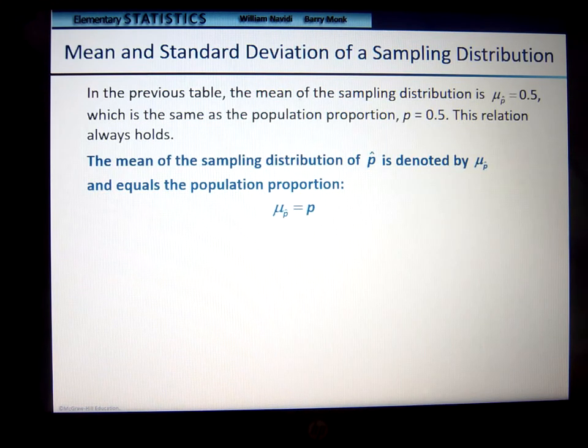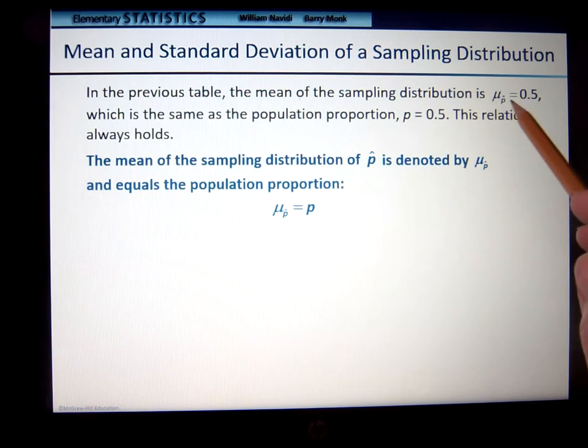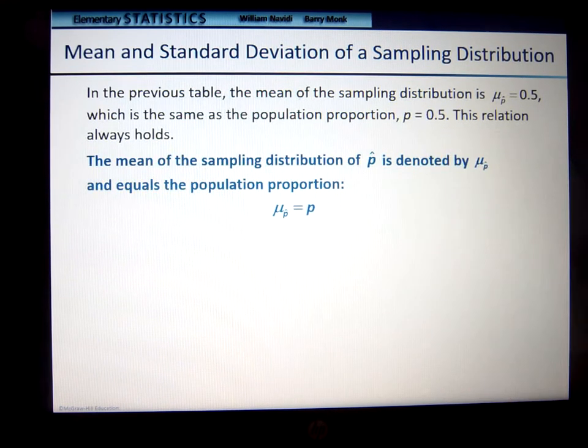In the previous table, the mean of the sampling distribution, the mean of P hat, is 0.5. It's the same as the population proportion 0.5. This relation always holds. So the mean of the sampling distribution of P hat is denoted by mu of P hat and equals the population proportion.